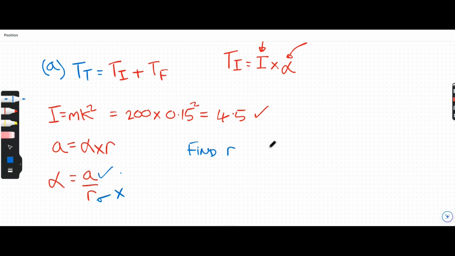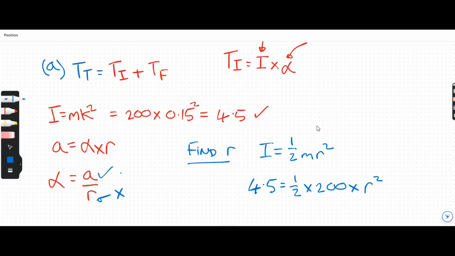R is the radius of the flywheel. There's only one way of doing it, really. We know that another formula for inertia is half mr squared. We know all the numbers here. I know what my inertia is, it's 4.5. I know half is a half. I know the mass of my flywheel is 200. And I know that's r squared. So you can use that formula to find the radius of your flywheel.